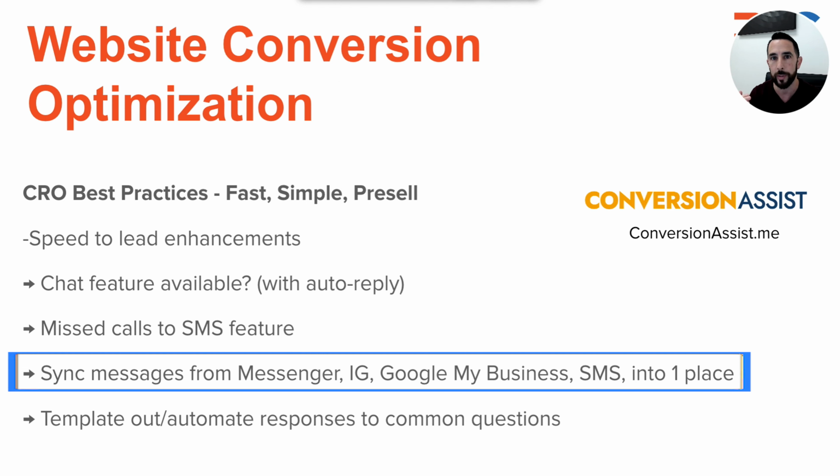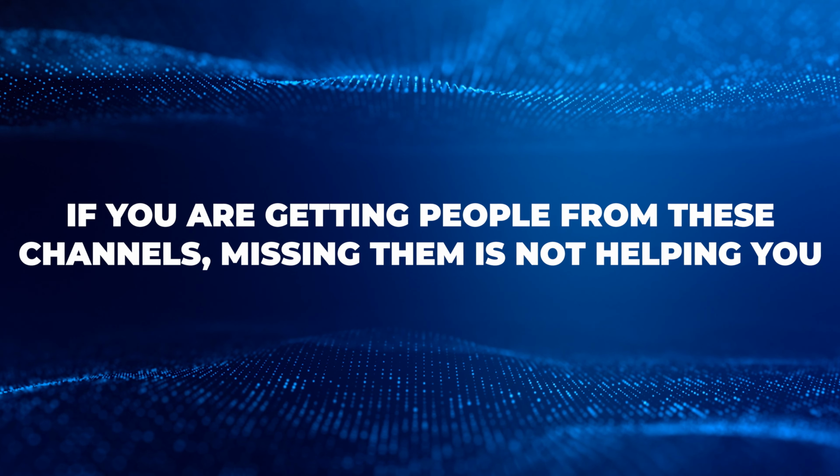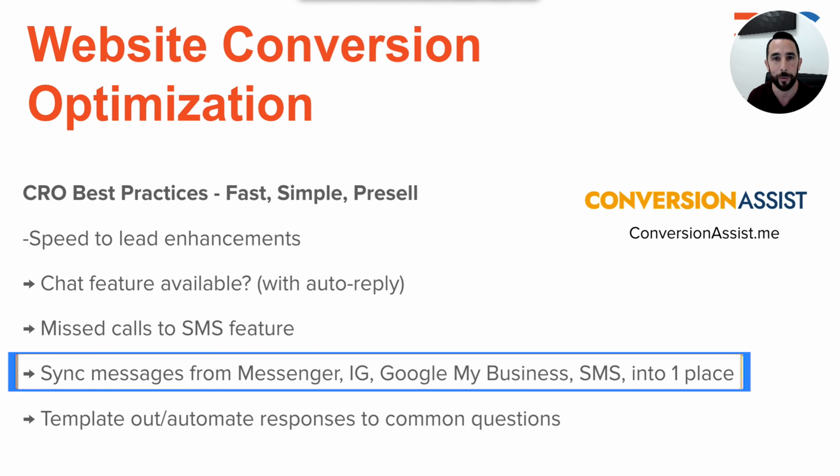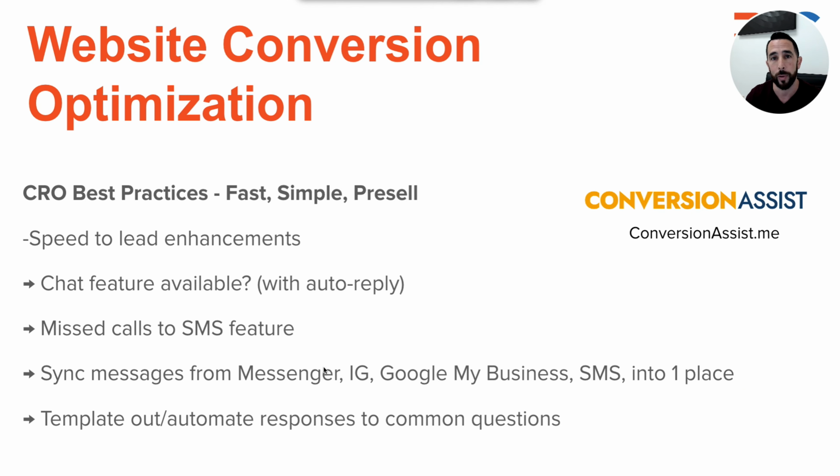So having one place to have all this stuff flow into one inbox, or at least one way to get notifications to a person who can watch them constantly, is really good, because if you are getting people from these channels, missing them is not helping you. You're basically losing money. If this doesn't really apply to you because you're not really getting a lot of messages that way, well, then that's probably just fine. But you definitely want to make sure that if you are getting messages and you are getting people reaching out from all over the place, simplify it and sync it either into one inbox or to one notification stream, or one person or a group of people can actually see those notifications, reply to them very easily.